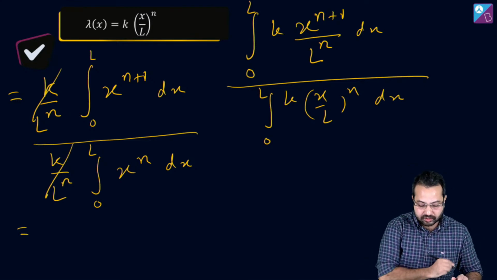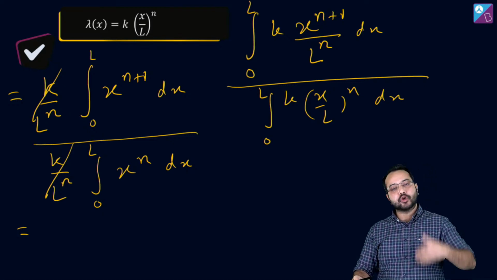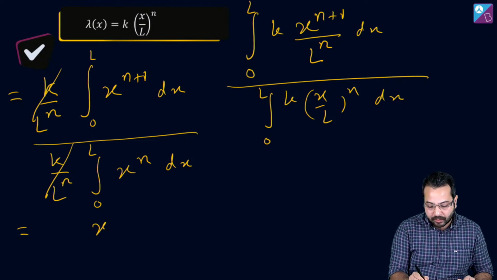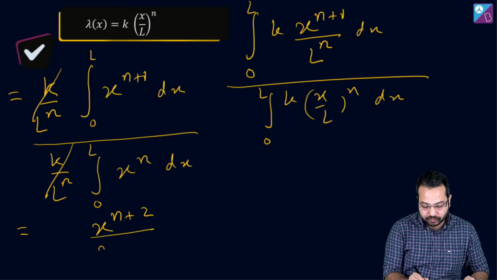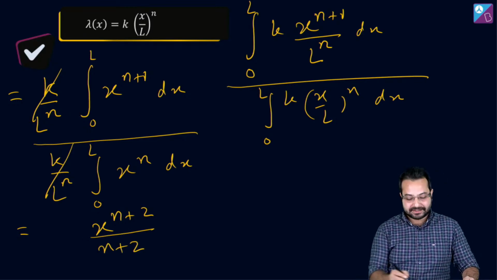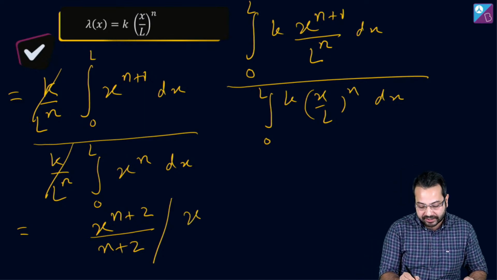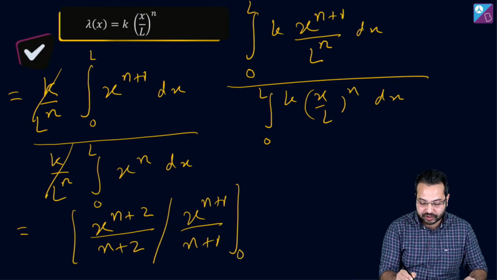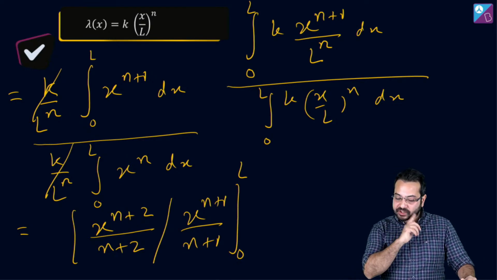So what do we do here? This gets cancelled, and now let's solve for the integral in the numerator. So x to the power n plus 1 is going to become x to the power n plus 2 divided by n plus 2, and then we divide it by the integral of x to the power n, which becomes x to the power n plus 1 divided by n plus 1. Is that correct? And the limit has to go from 0 to L. Is that correct? Okay.